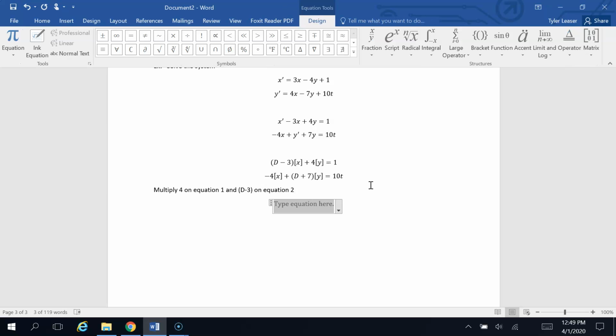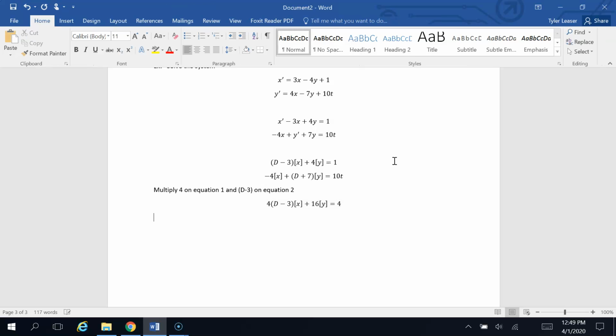All right, so multiplying the first one here by a positive 4, that's going to leave me with 4 times the operator D minus 3, that's acting on x, plus 4 times 4 is 16, acting on the operator y, is all equal to 4 on the right-hand side.